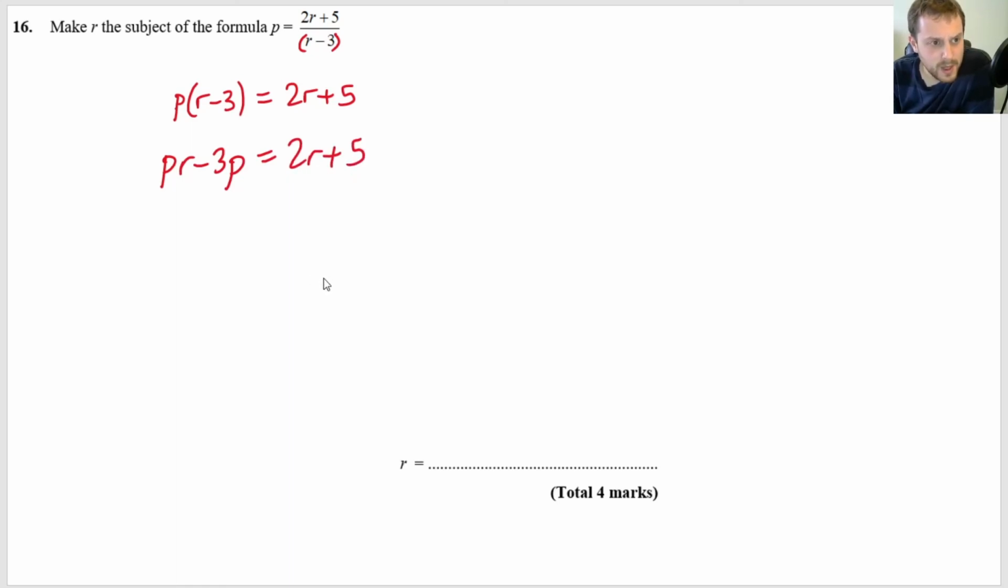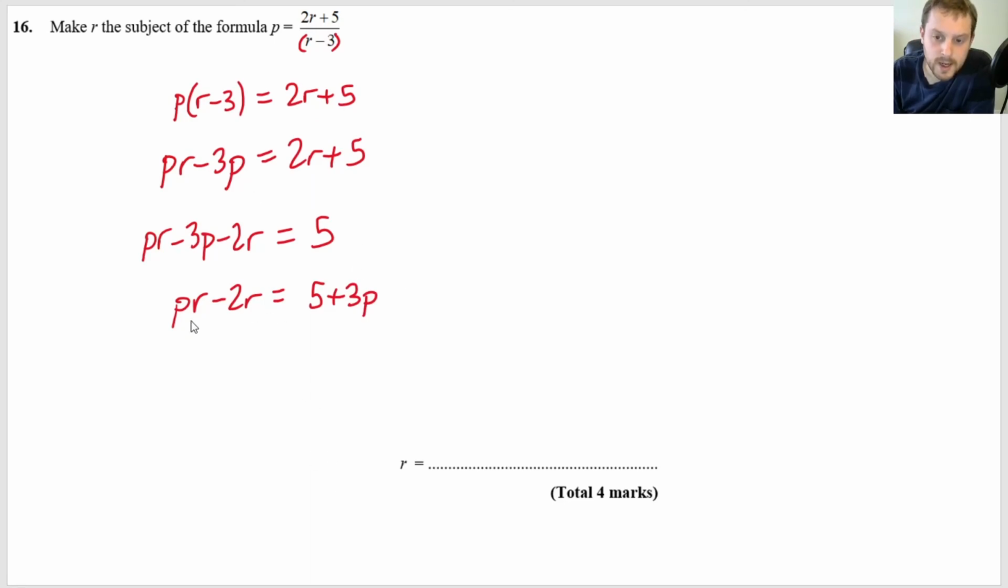And then what you want to do is you want to get all of the terms that involve r onto the same side. And you want to get all of the terms that don't include r onto the other side. So let's do that in a couple of steps. Let's make the left-hand side be where all the r's are going to live. So let's take away 2r from both sides. We've got pr minus 3p, and I'm going to take away 2r from both sides. So I'm left with 5 on that side. And then this minus 3p, that doesn't have any r's in it, so I want it to go and live on the other side. So this is pr minus 2r is 5 plus 3p, right? Because I've now added it to the other side.